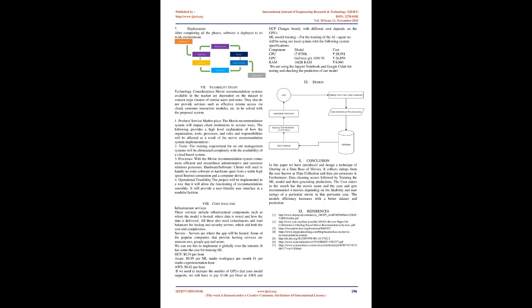If we need to increase the number of GPUs that the model supports, we will have to pay $3.06 per hour in AWS, and GCP charges hourly with different costs depending on the GPUs. ML model training. For the training of the AI agent we will be using our local system with the following system specifications. Component, model, cost.